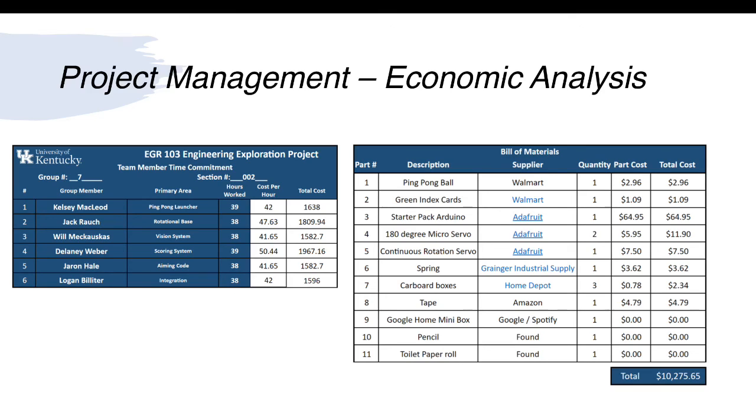This slide shows the economic costs for our project. On the left, there's the hours that each person worked and how much they cost per hour and the total cost for each person. On the right is our bill of materials, so this includes which materials we used throughout the project and how much they cost. The bottom right shows the total cost for the entire project, and it's a little over $10,000.